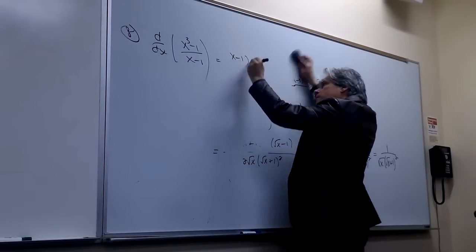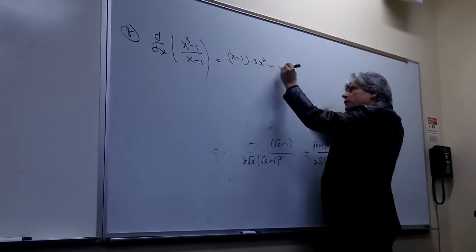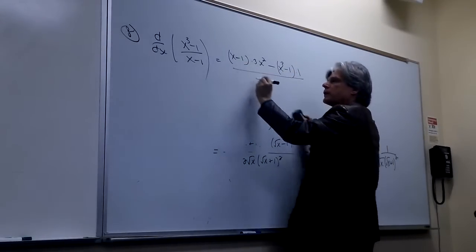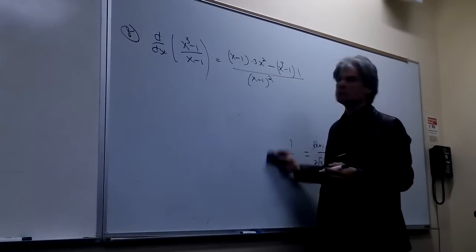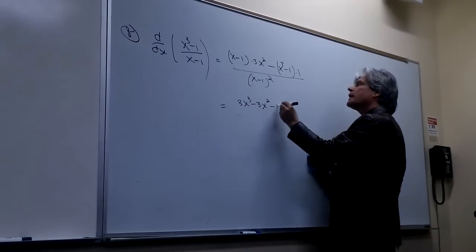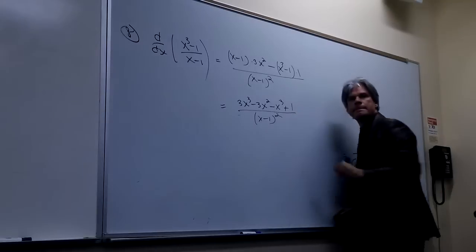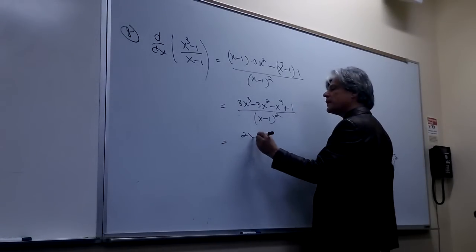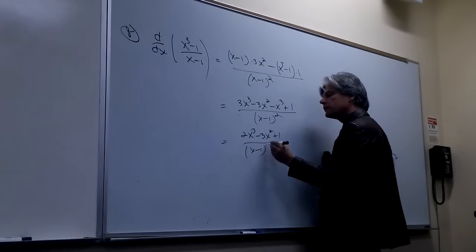It's downstairs times derivative upstairs, minus upstairs times derivative downstairs, all over downstairs, twice. Or shall I say 3x cubed minus 3x squared minus x cubed plus 1, all over stuff. Or shall I say 2x cubed minus 3x squared plus 1 over x minus 1 twice?